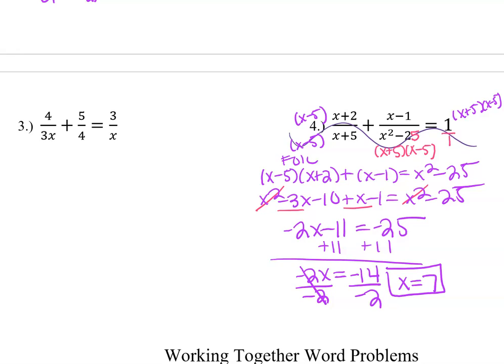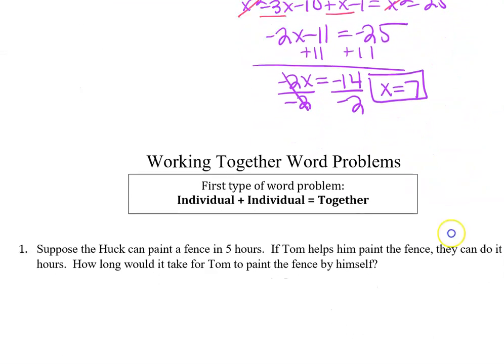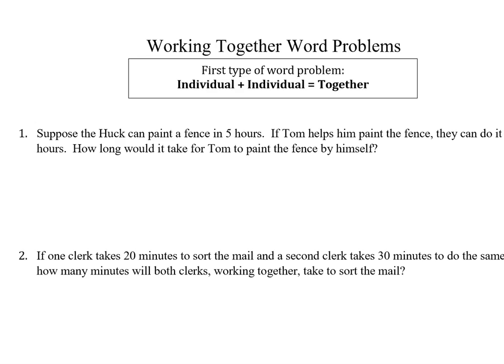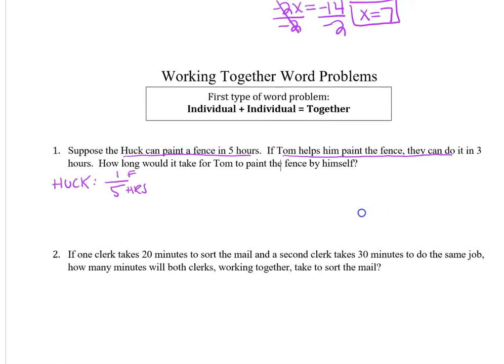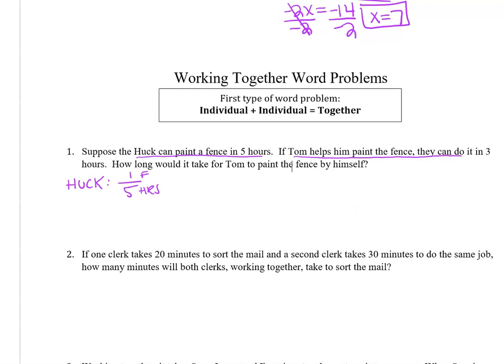All right, one more problem, and this would really be the end of a crash course of Unit 3. Working together problems. Just an application of what we've been doing. So suppose Huck can paint a fence in 5 hours. I'm going to write this off to the side as Huck is 1 over 5. So he's creating one fence in 5 hours. If Tom helps him paint the fence, they can do it in 3 hours. So that's them working together. Together, it's 1 over 3. How long would it take Tom to paint the fence by himself?